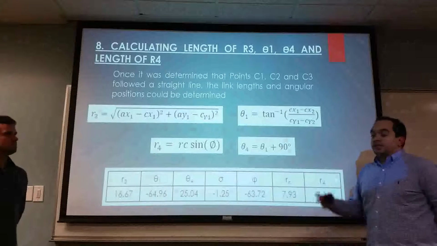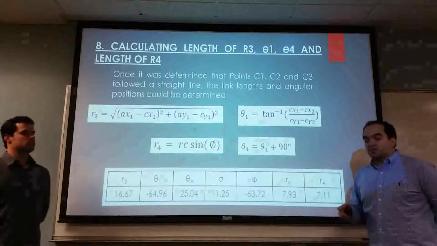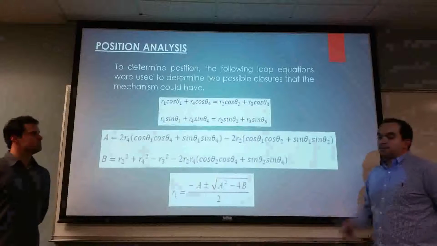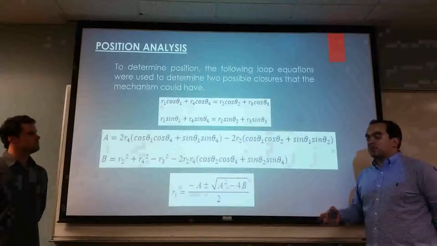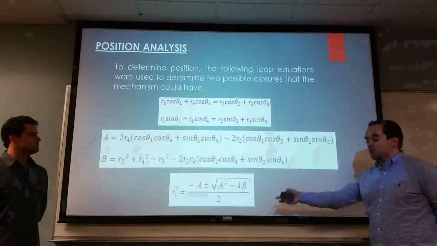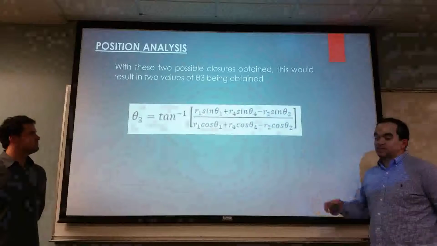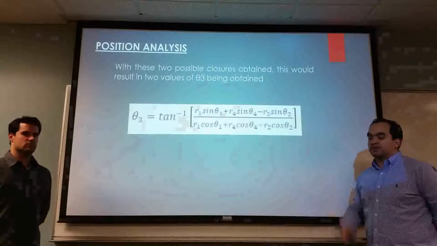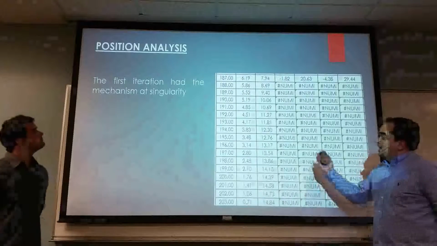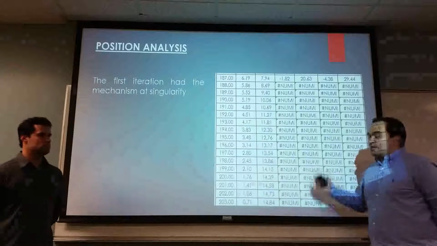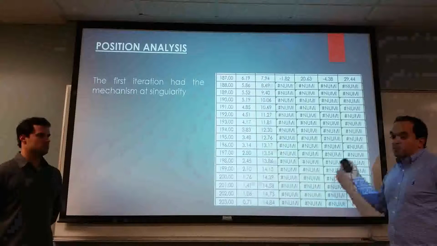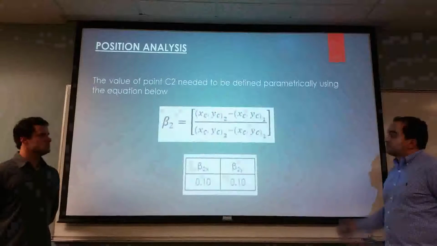and theta 4. Because the input variable is theta 2, the only variables that we need to calculate are R1 and theta 3. This was done by deriving a loop equation. As you can see here, from the first iteration, we obtained singularity on the calculations.